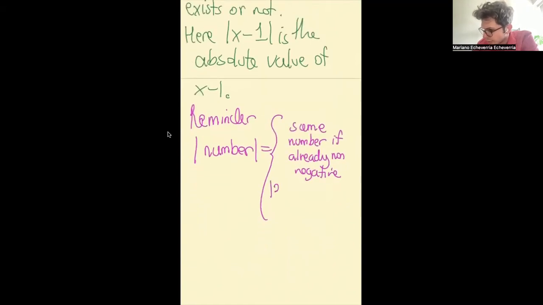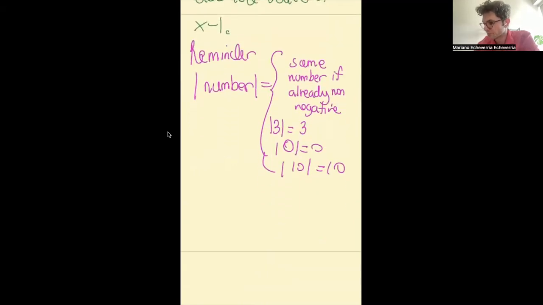Right, so for example, the absolute value of 3 is 3, the absolute value of 0 is 0, the absolute value of 10 is 10, right? So whenever the number you put inside the absolute value is positive or non-negative, it just gives you the same number back.